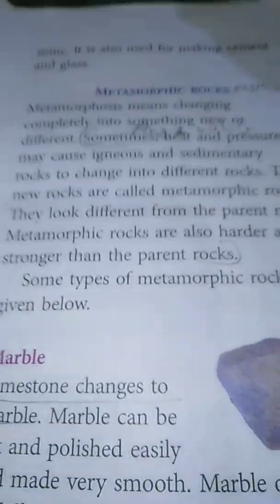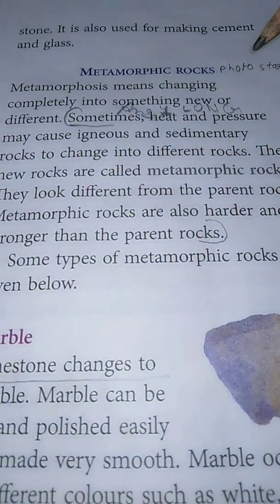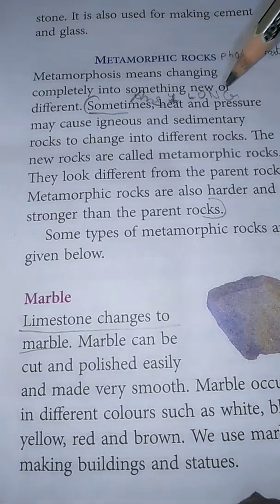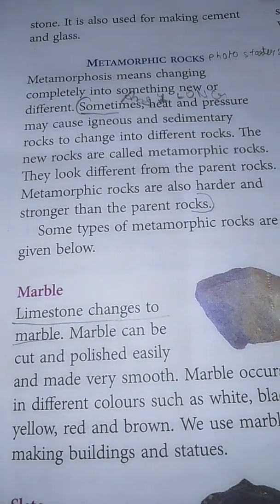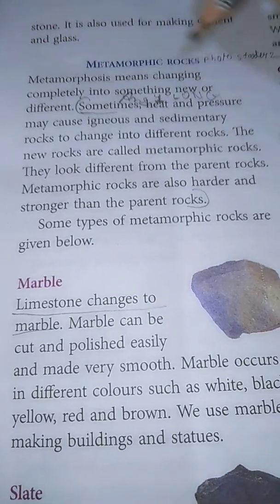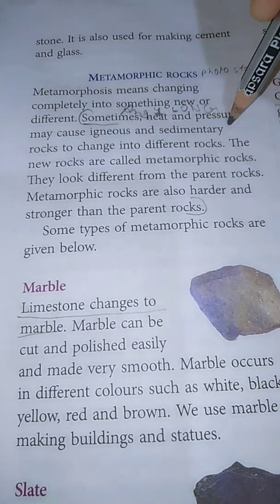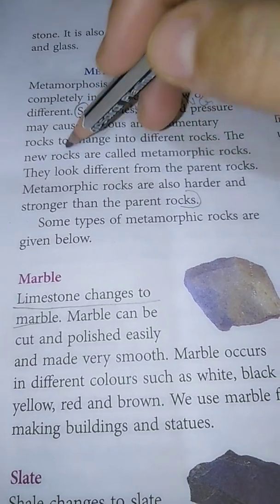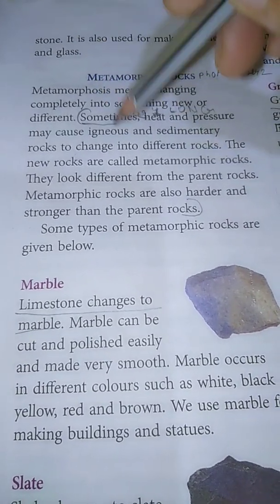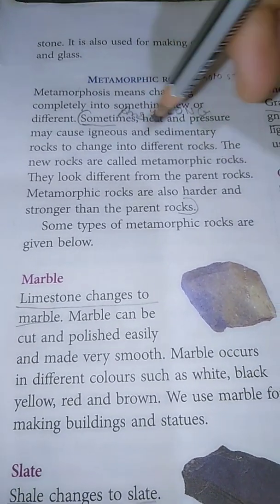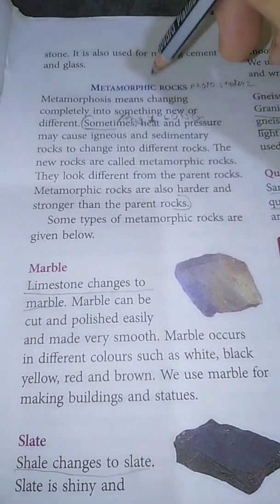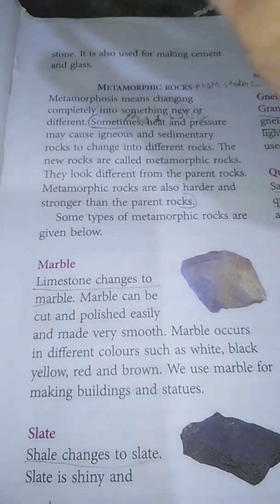Now we are done with sedimentary rocks. Now we come to metamorphic rocks. Metamorphosis itself means changing completely into something new or different. This is not a different type of rock. It is made from igneous and sedimentary rocks. When heat and pressure cause igneous and sedimentary rocks to change into different rocks, they are called metamorphic rocks. When sedimentary and igneous rocks go under a lot of heat and pressure, they change into a new rock, a metamorphic rock, which is totally different from its parent rock.